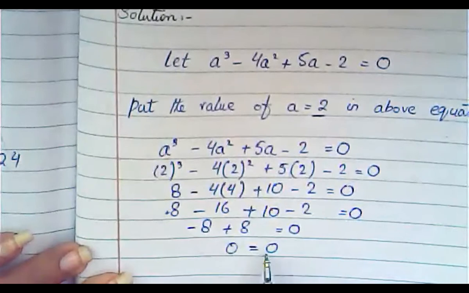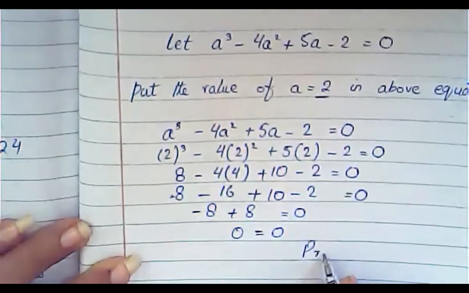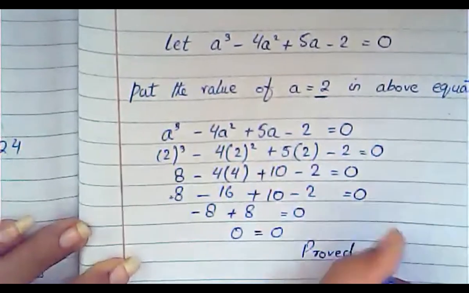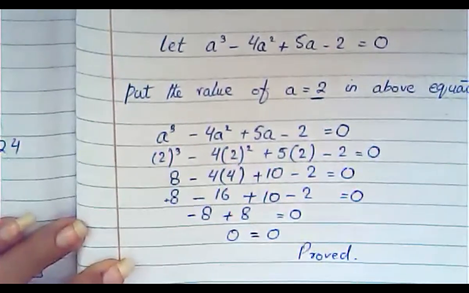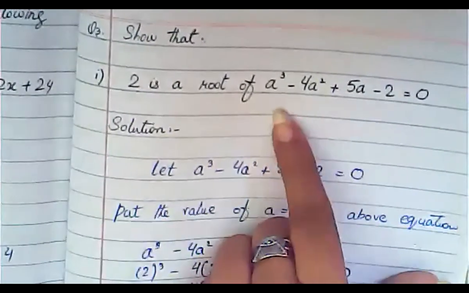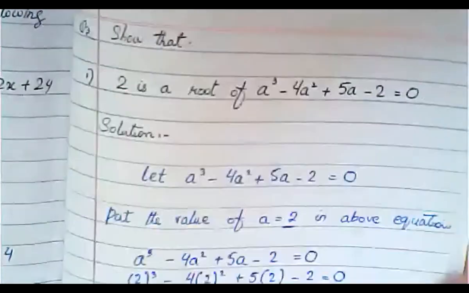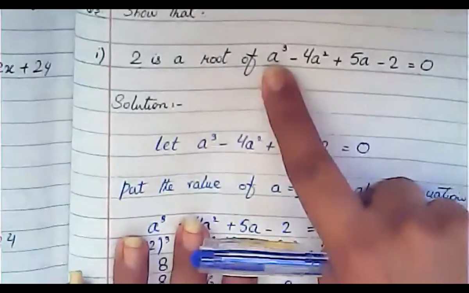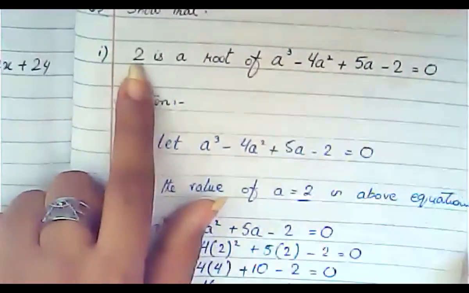So left side is equal to right side. So you will say that it is now proof. That's it. Understand? Simply what you have to do, you have to show that 2 is a root of this term and this term is equals to 0. So what you will do, instead of a, replace a with the given term, which is 2.